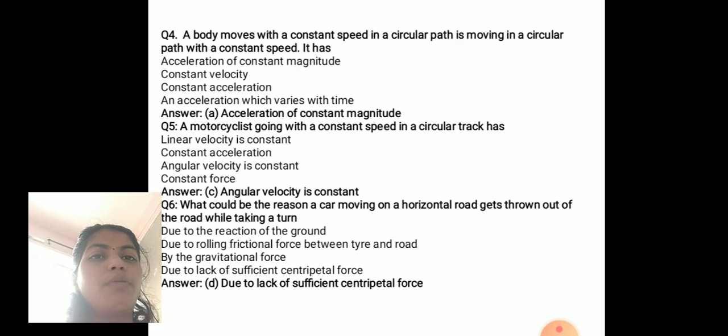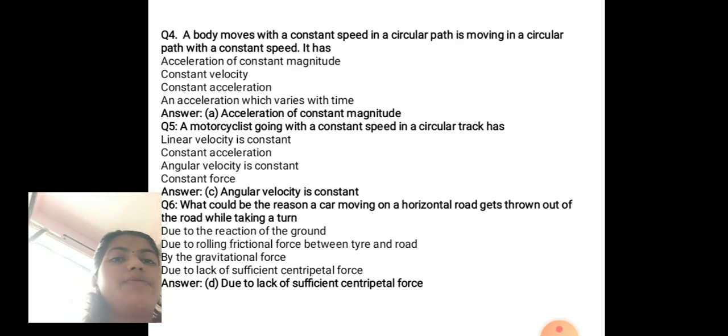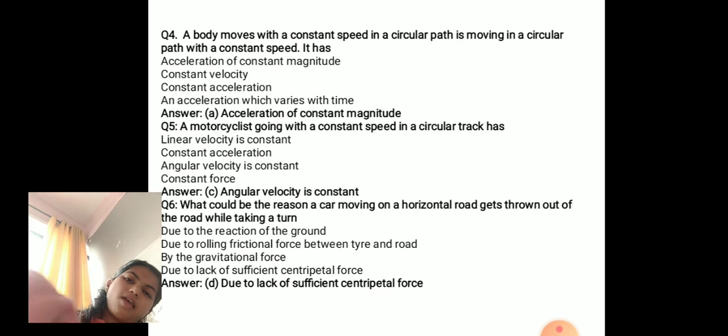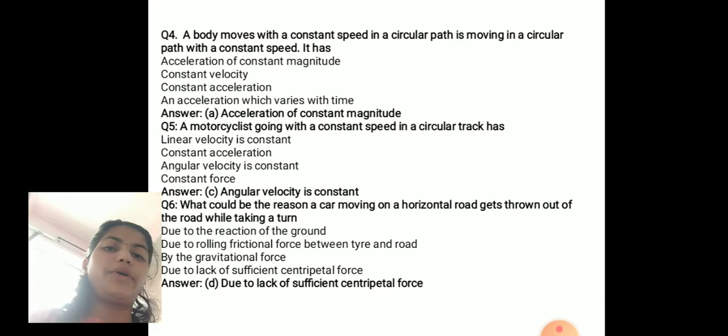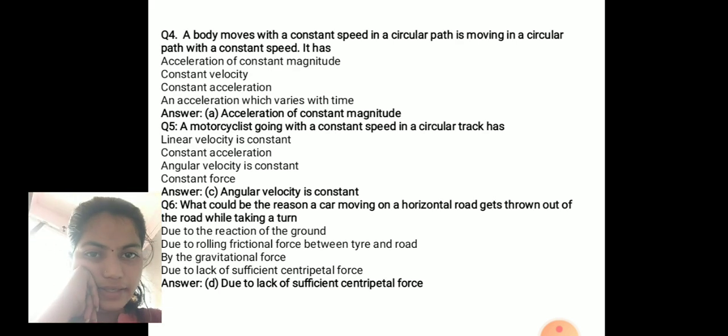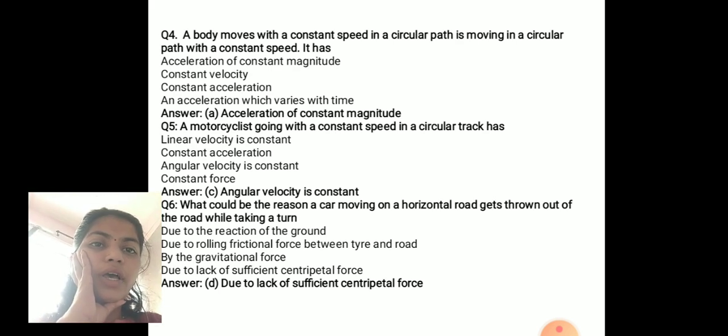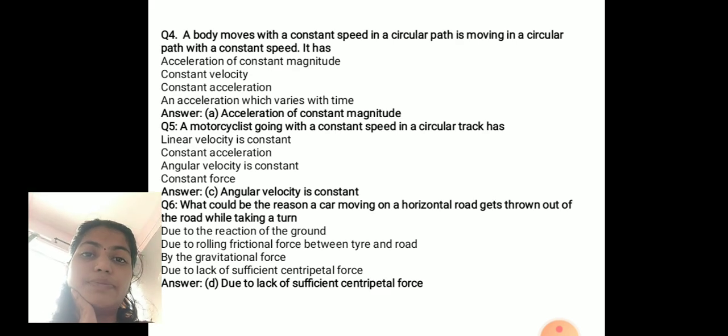Now, a motorcyclist going with constant speed in a circular track has... Their speed is also constant on the circular track. We all know what a circular track is. A motorcyclist moves round by round on a circular path, in festivals and shows, and the speed of this motorcyclist is constant.